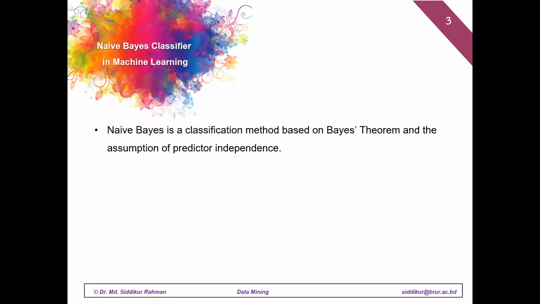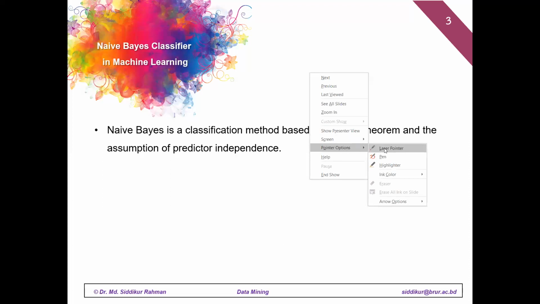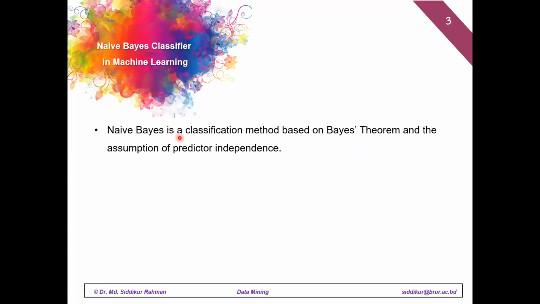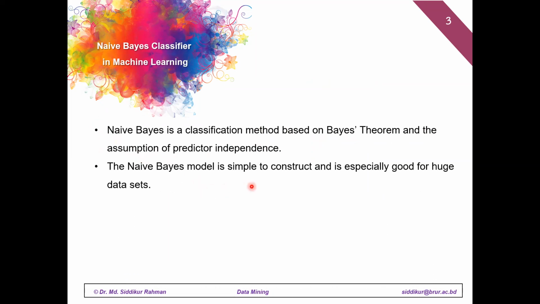So naive-bayes is a method, right? As I told you, naive-bayes is a classification method based on Bayes theorem and the assumption of predictor independence. The naive-bayes model is simple to construct and is especially very good for huge data sets. So when you are dealing with big data, or a lot of data, naive-bayes could be a very good model for prediction or forecasting. You can use the naive classification algorithm if you have a large data set.